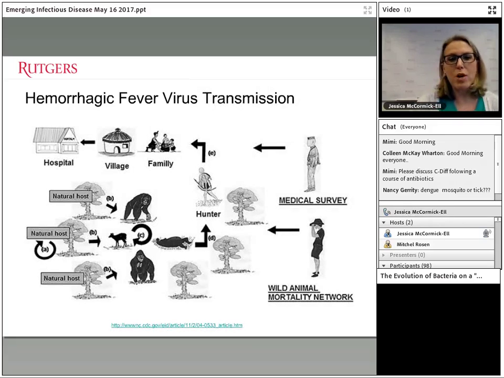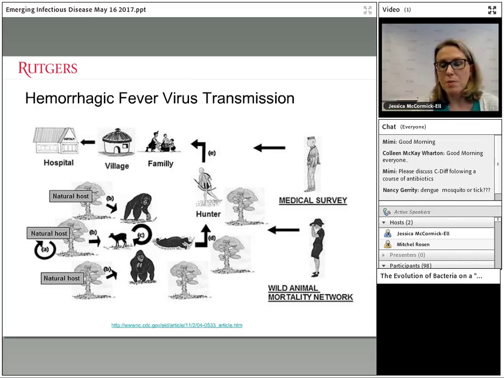So the transmission of hemorrhagic fever viruses many times is in the site of the host. Sometimes it's in the country areas where a person may be coming into contact with an infected animal. Sometimes it could be a non-human primate or a bat or a rodent, or an infected animal that was exposed to the natural host. So a lot of times, in terms of these viruses, the exact transmission cycle is not completely understood. It really depends on which one we're talking about.